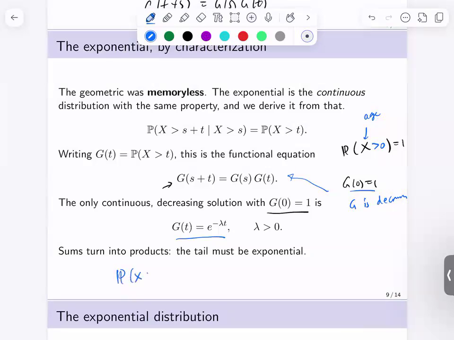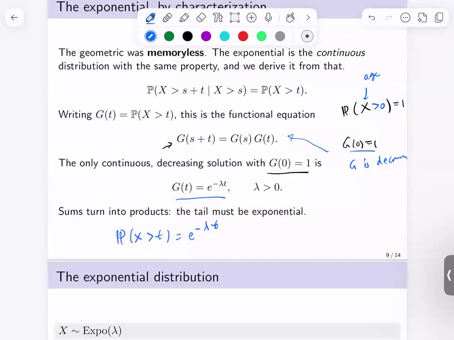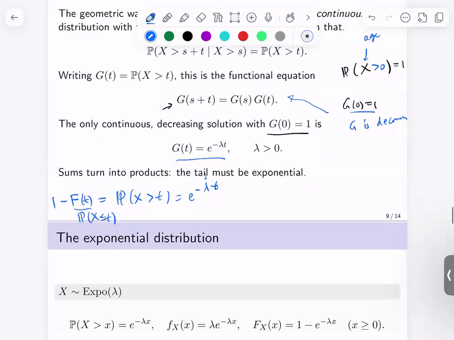The tail probability of an exponential is e to the negative lambda t for some lambda, and the lambda really has the meaning of a rate. It's the rate of decay of the probability. If this is large, then the tail drops fast. And this is 1 minus the CDF, because the CDF is the probability that x is less than or equal to t. So the CDF has to be 1 minus e to the negative lambda t for t bigger than or equal to 0.